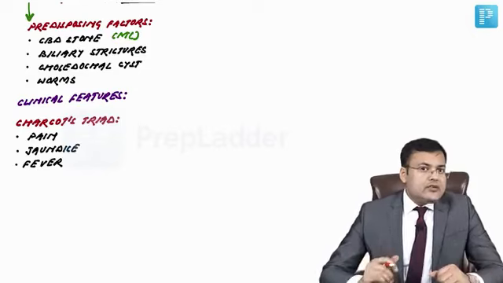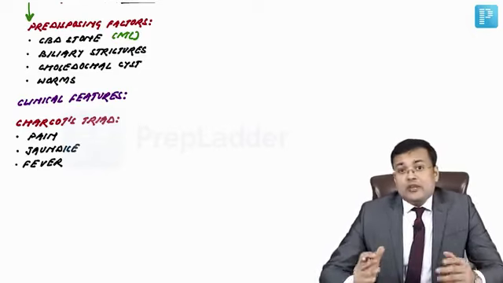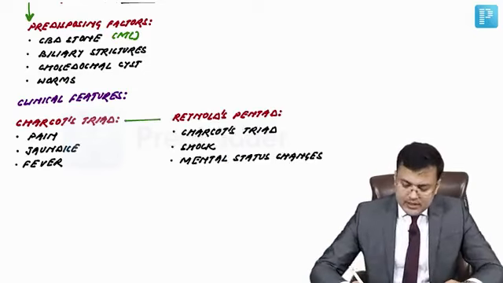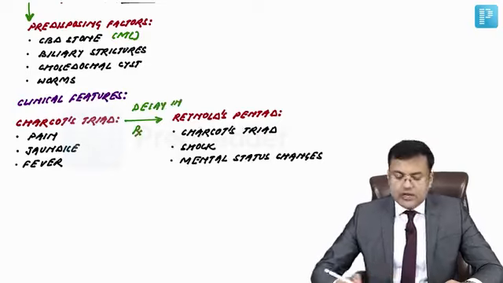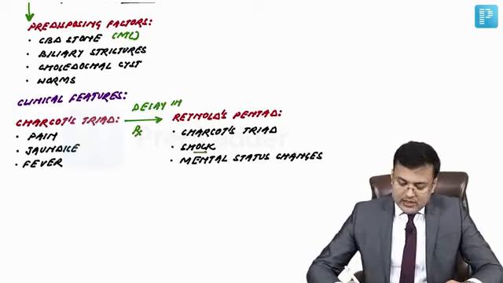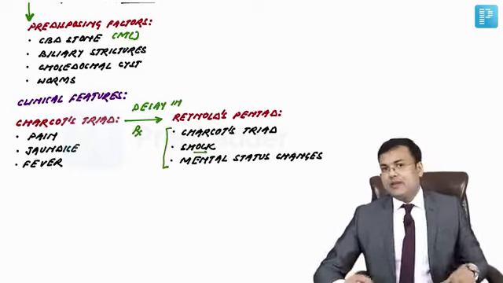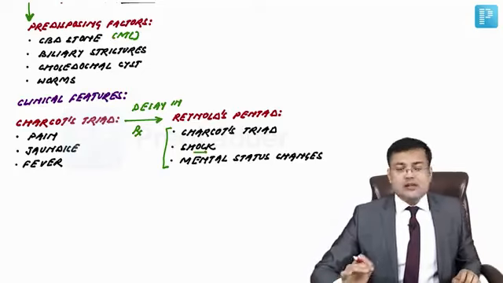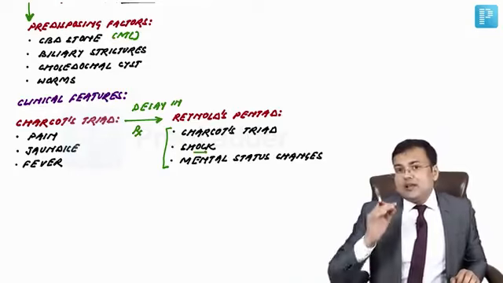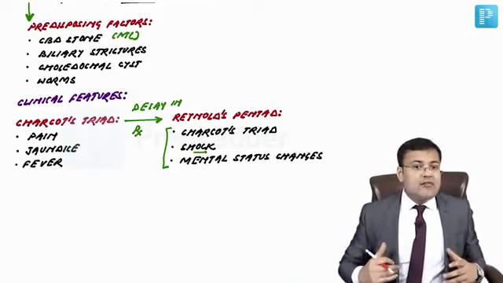If there is delay in treatment or inadequate treatment, it can lead to Reynolds' pentad. So there is Charcot's triad, plus shock, and mental status changes. Whenever the patient comes to your emergency, most of the patients are having what?